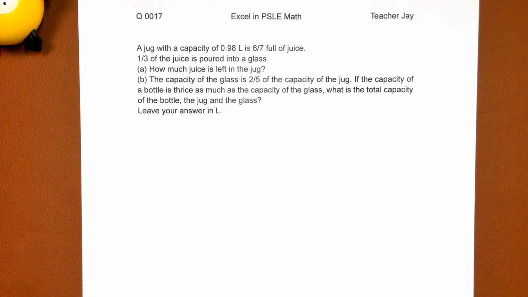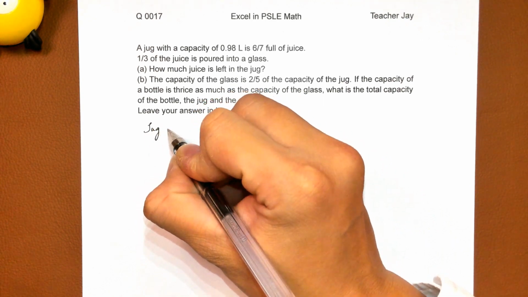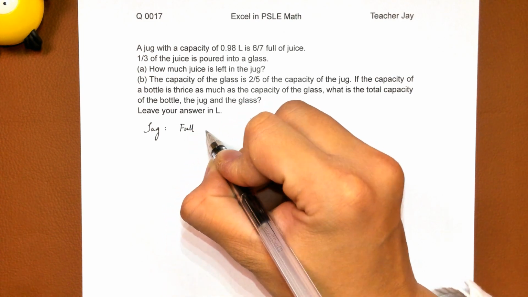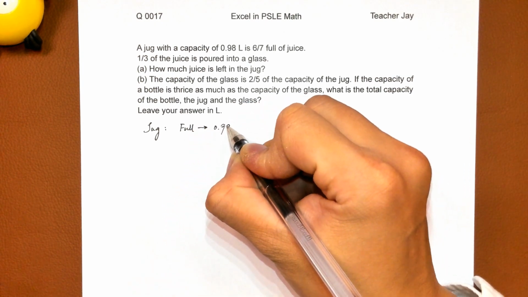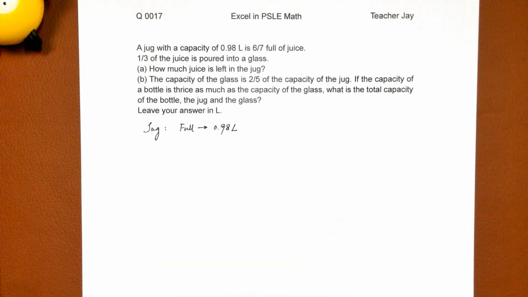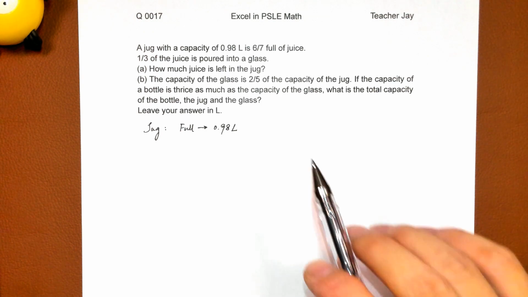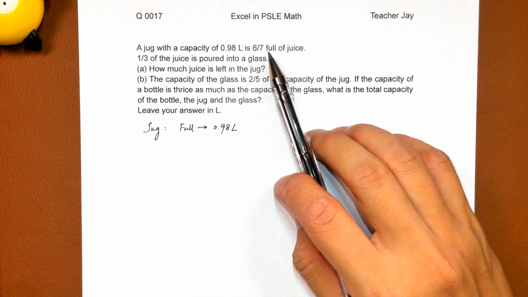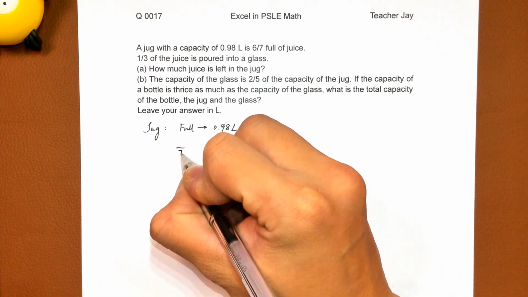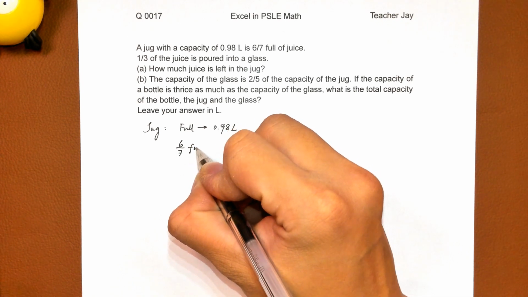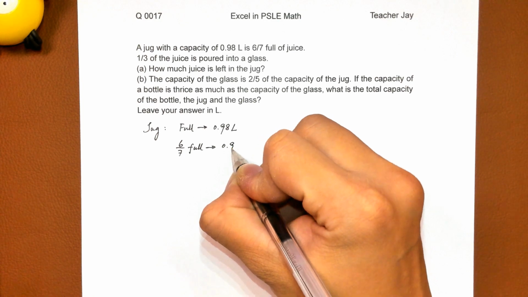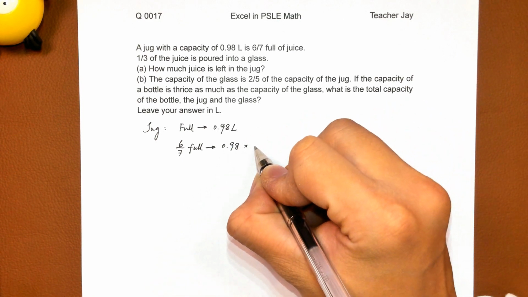Question number 17. A jug with a capacity of 0.98 liter is 6/7 full of juice. So the jug here, when it is full, is 0.98 liter, and now it is 6/7 full of juice. So 6/7 full, 0.98 times 6/7.